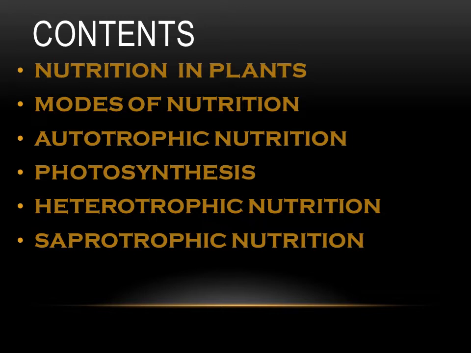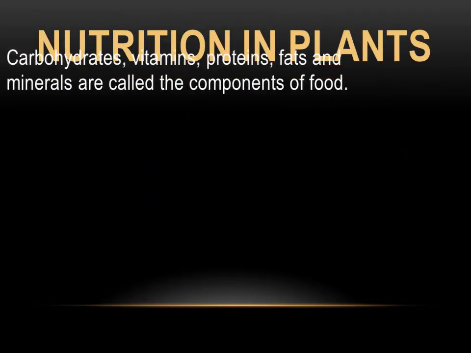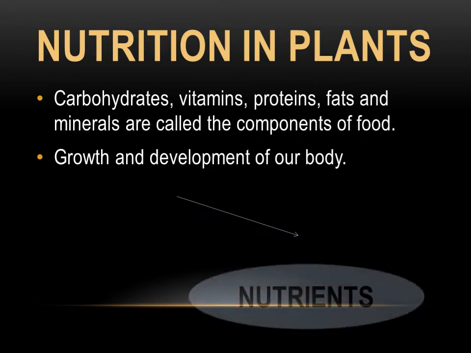Let us see the first major content of this lesson, nutrition in plants. We have learned in grade 6 that food is essential for all living organisms. We have also learned that carbohydrates, proteins, vitamins, and minerals are the components of food. These components of food are necessary for our body and are called nutrients.